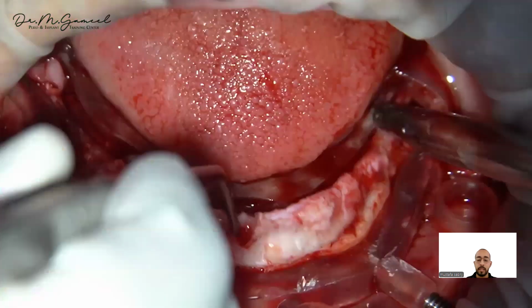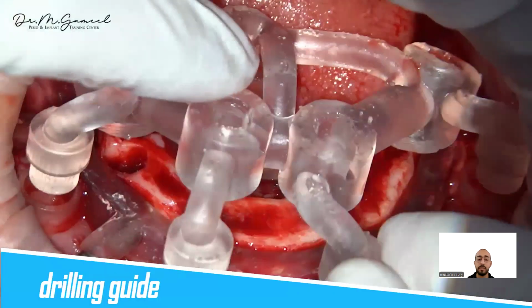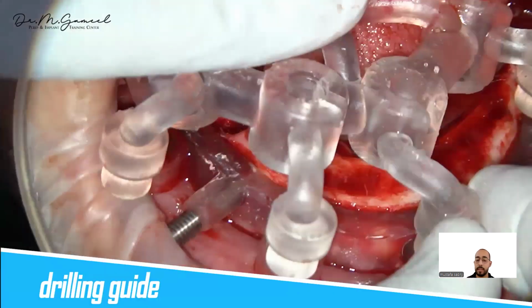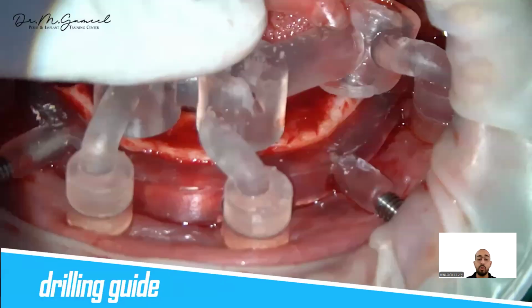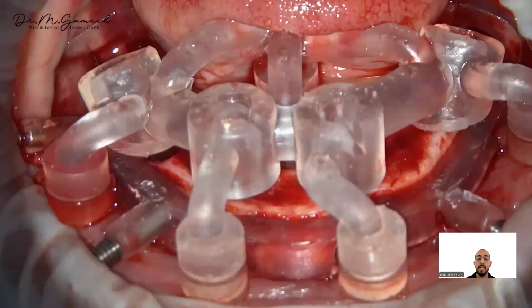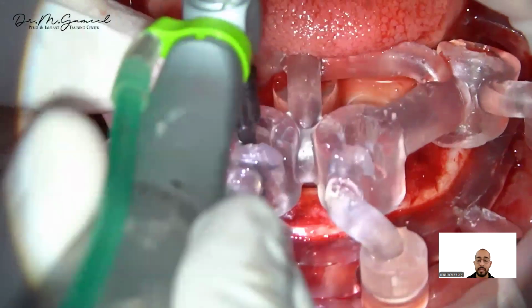Then, after that, we are placing the second guide. With this guide, fix it in place. Make sure that the guide is very stable. Nowadays, I more or less recommend that you go for metal guides, printed guides. It's much more secure and stable than the resin one or the plastic one.